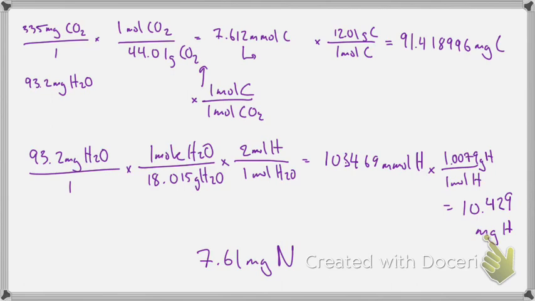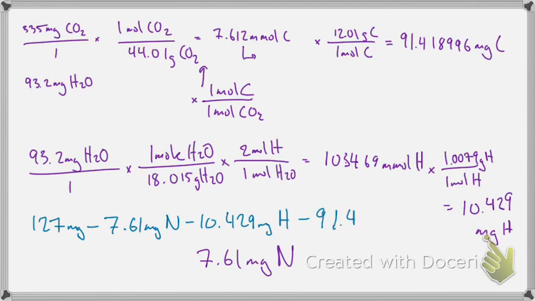Okay, so here's the hard part, right? How do we figure out how much oxygen there should be? So we know we have 127 milligrams of the starting material, right? Minus how much nitrogen? 7.61 milligrams of nitrogen. Minus 10.429 milligrams of H. Are those the numbers you guys had as well? 91.41899 milligrams of carbon. What do we find? 17 point... I couldn't hear you, Josh. 54205 milligrams of oxygen.